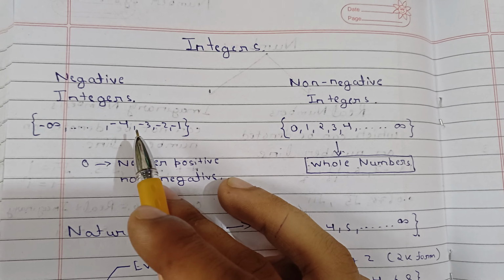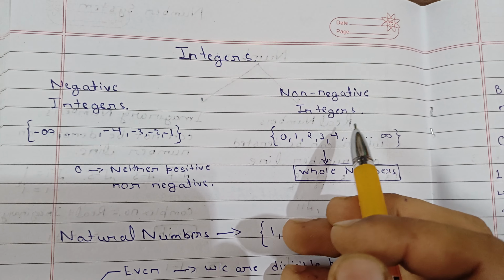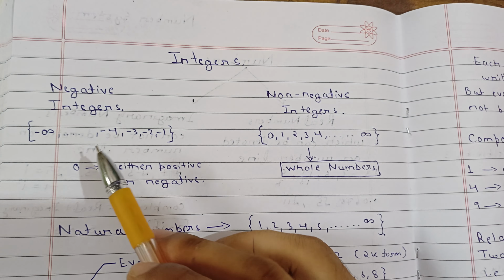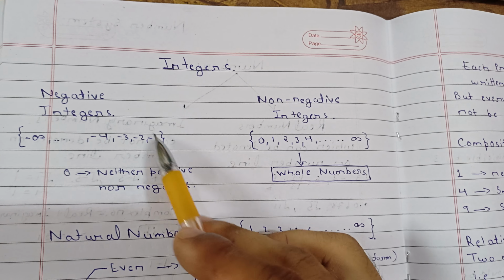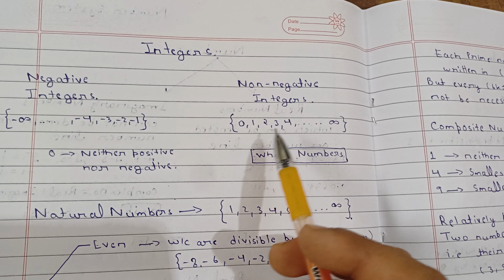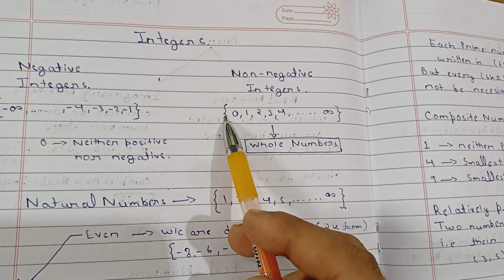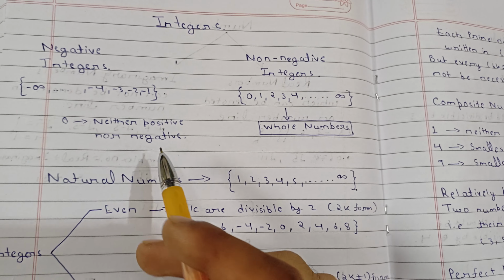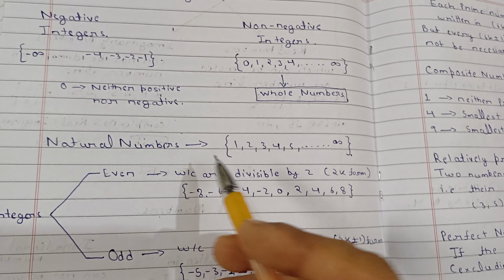Now let's see integers. There are negative integers and non-negative integers. Non-negative integers include 0, and all other numbers are called non-negative. It will go from minus 1 to minus infinity, and 0 to infinity. These non-negative integers are also called whole numbers, because whole numbers start from 0, 1, 2, 3 and so on. So 0 is neither positive nor negative. Natural numbers start from 1 and go to infinity.